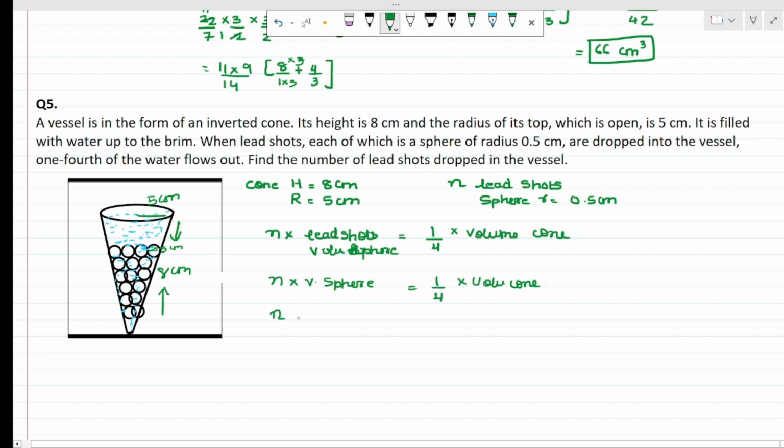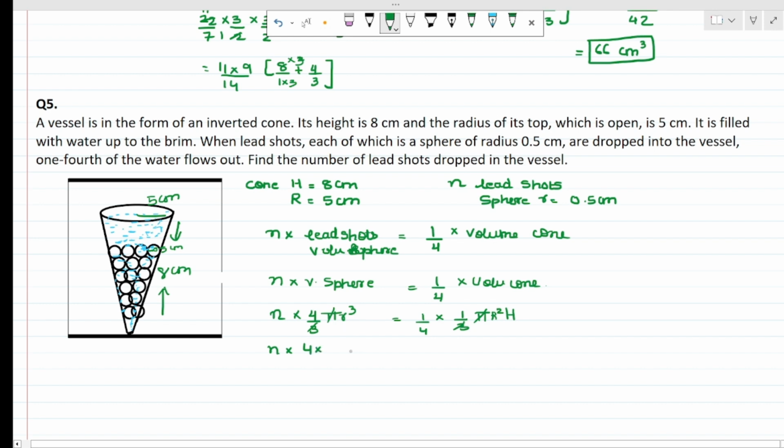You need to find this value of n. What is the volume of sphere? It's 4/3 pi r cube. And 1/4, as you are asked, that 1/4 amount of water is removed. This 1/4 of the water flows out. That is why we are writing over here 1/4 of the volume of cone. Volume of cone is equal to 1/3 pi r square h. Okay. So this pi is getting cancelled. Now this 3 is also in denominator and this 3 is also in denominator. So this denominator gets cancelled and multiply by 4 times.